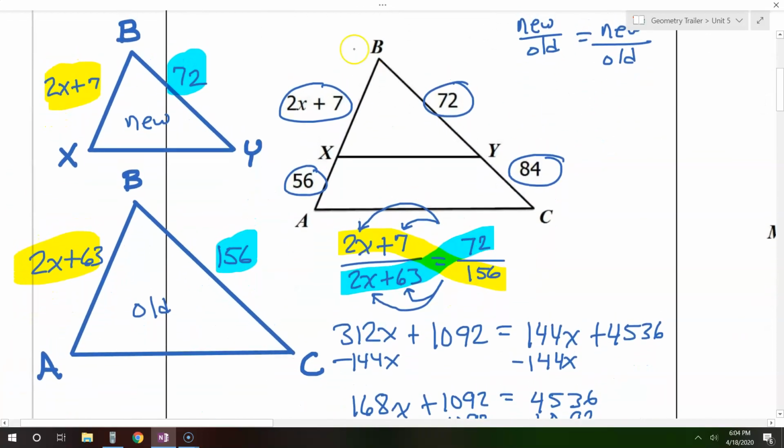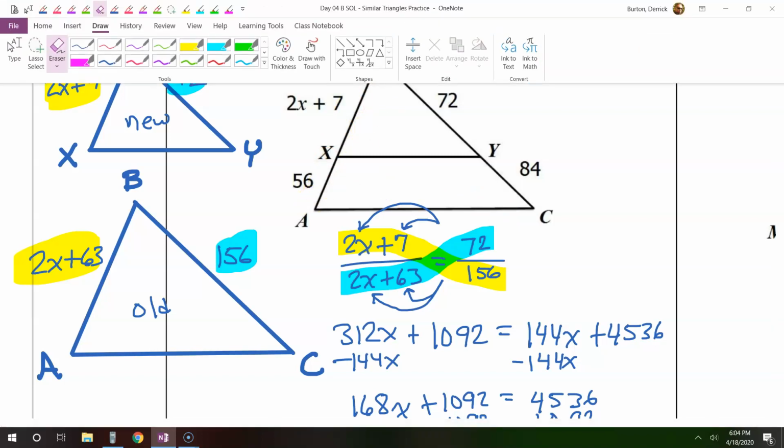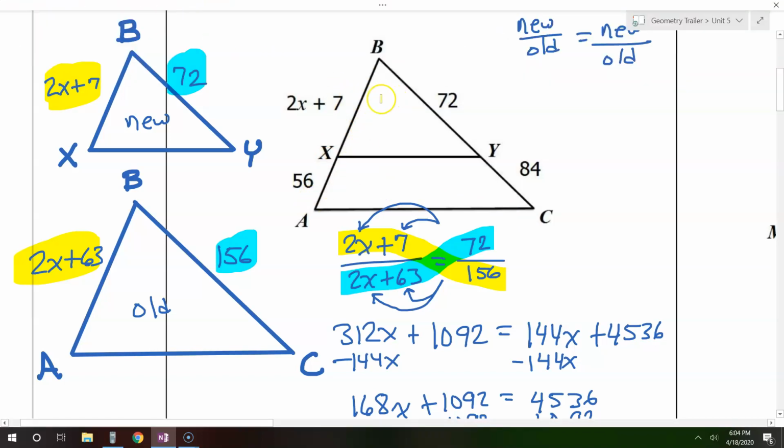Now, I mentioned something called the Side-Splitter Theorem. So that's another way that we could have done this. Because the bases are not involved, the XY and the AC are not involved, it's just the sides. We could have done it this way. Let's see. I'm going to color this side of the line yellow, and I will color this side of the line blue.